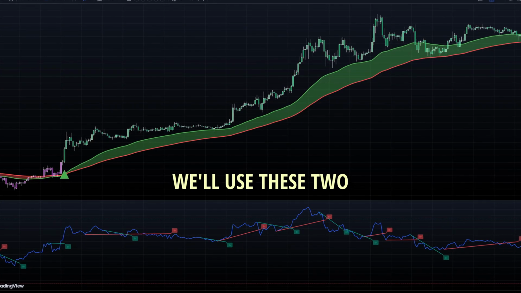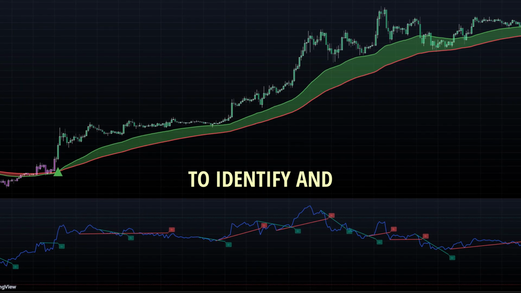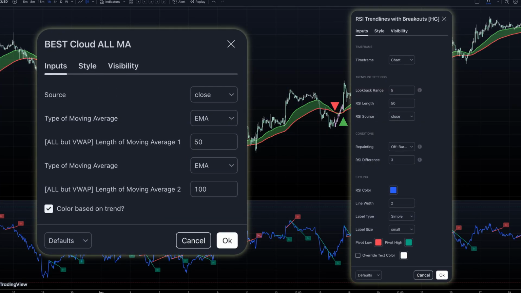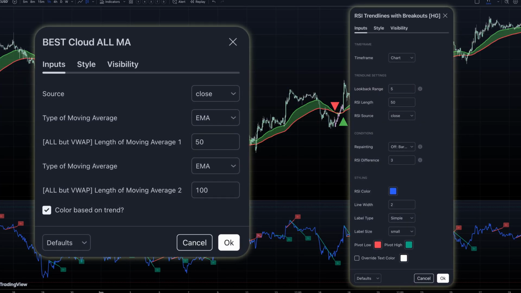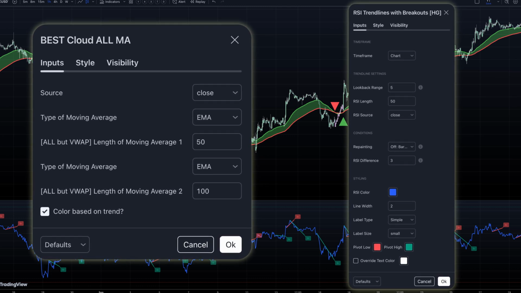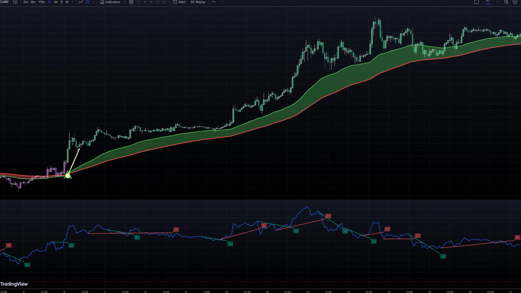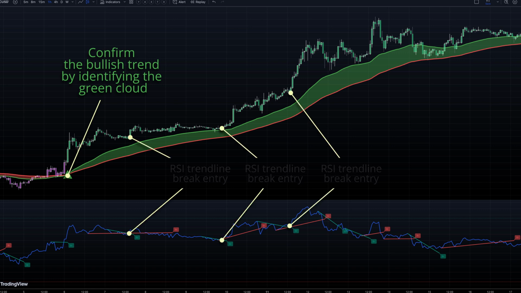Let me show you how we'll use these two indicators together to identify and trade market trends. Use the exact indicator settings shown on screen. While you can adjust these settings to suit your trading style, make sure to thoroughly backtest the strategy before entering any positions. For long trades, first confirm the bullish trend using the green cloud, which indicates that the overall market momentum is upward. Then, wait for the RSI Trendline Breakout indicator to signal a breakout in the direction of the prevailing trend.